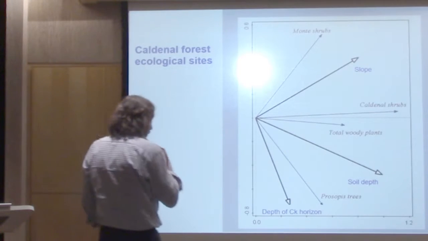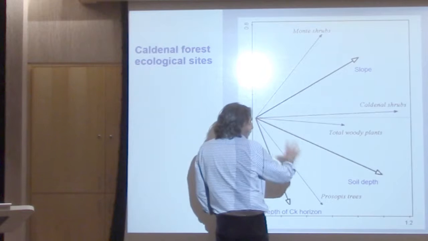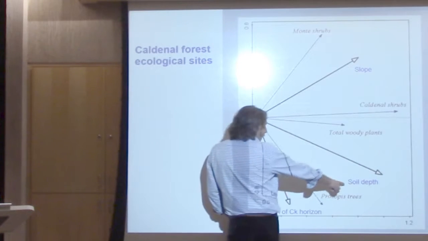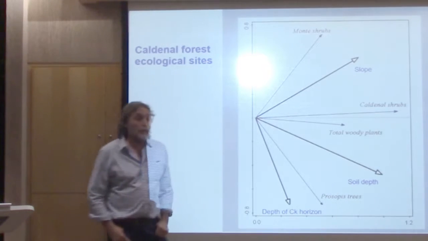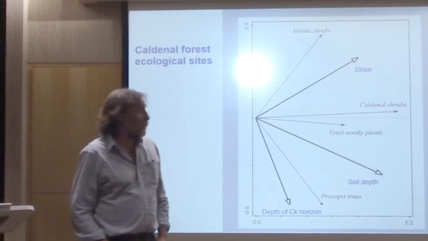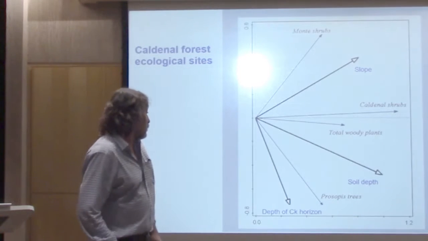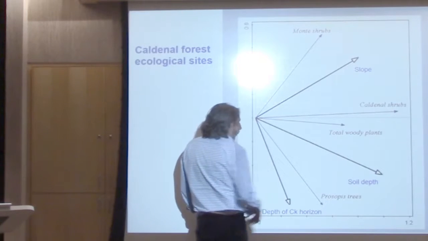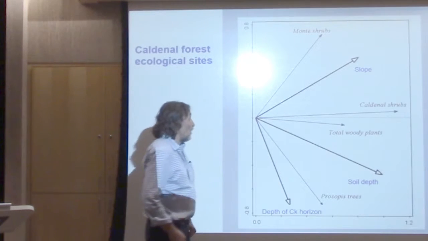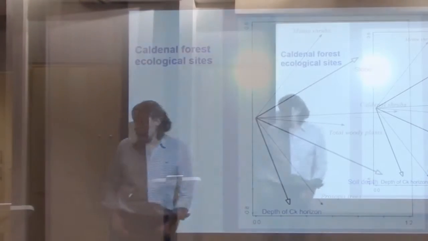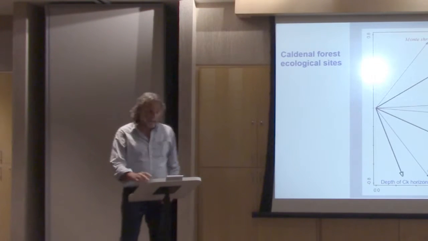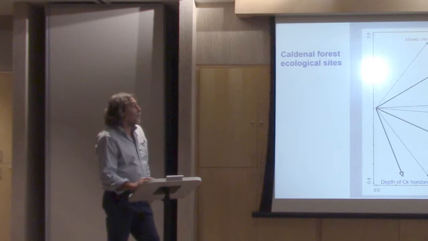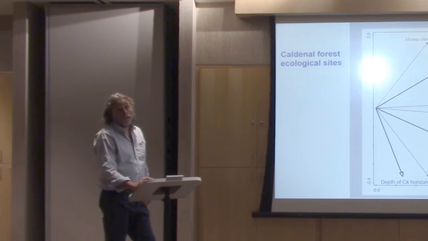And so we see that the Caldenal forest is mostly found in deep soil with a deep carbonate reaction. So this is the type of soil that will form the Caldenal forest. And so this helps us to identify which areas could have a Caldenal forest as a reference.